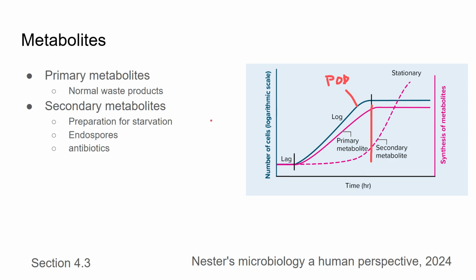So these different organisms are going to be preparing for starvation. So one type of secondary metabolite is going to be endospores, where bacteria are like, okay, this condition is not good. Let's put ourselves in suspended animation in an endospore. Another thing that they can produce are antibiotics.